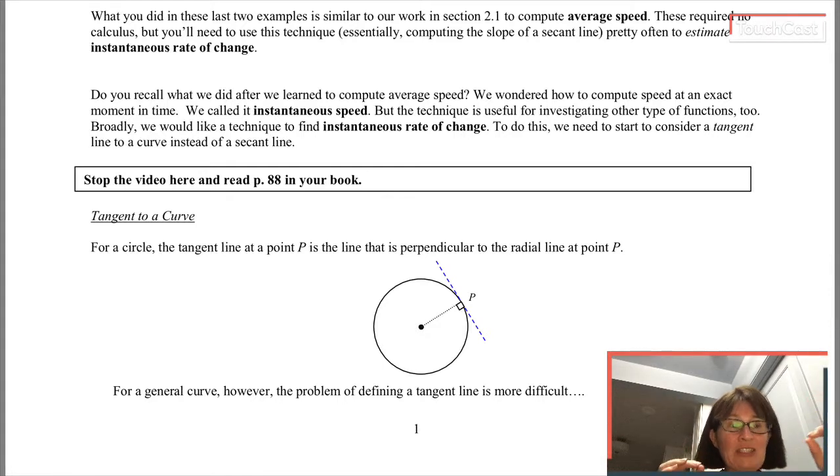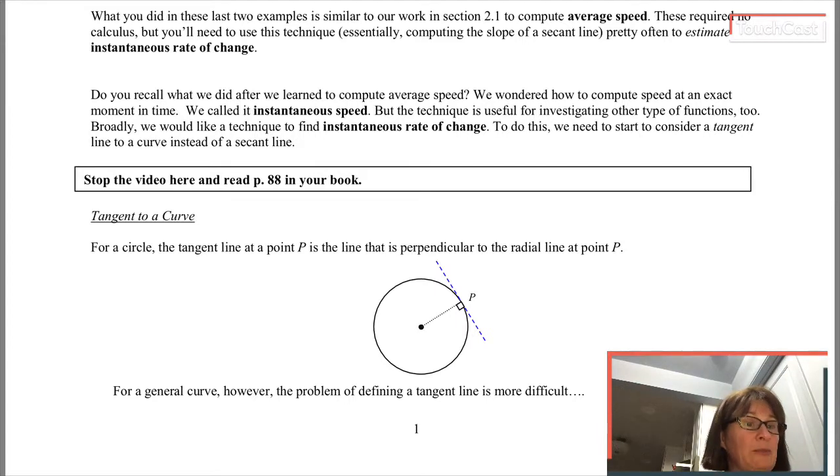So remember my fruit flies? In that case, I'm not actually going to have enough information, but can you imagine letting the time difference go from 22 days to 1 day or 1 hour or 1 minute? You would find how fast the fruit fly population is changing at one moment. That's instantaneous rate of change. That's our whole goal.